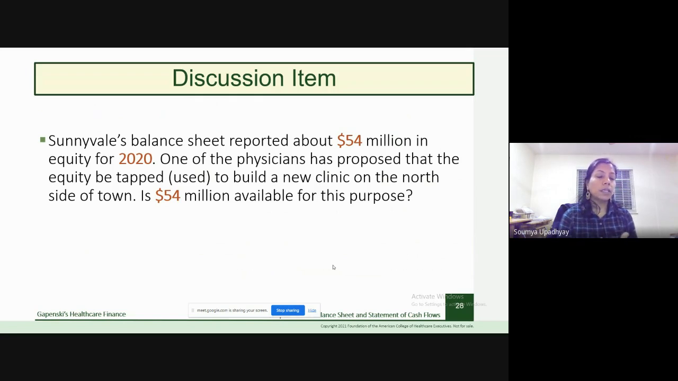So equity is basically the difference of assets and liabilities. If you have an equity of $54 million for 2020, do you think it is available in cash, or might it be in buildings or other places which cannot be converted into liquid money so easily? Right. So it may be in long-term investment accounts. Only the portion that is sitting in cash is available to the business for use.